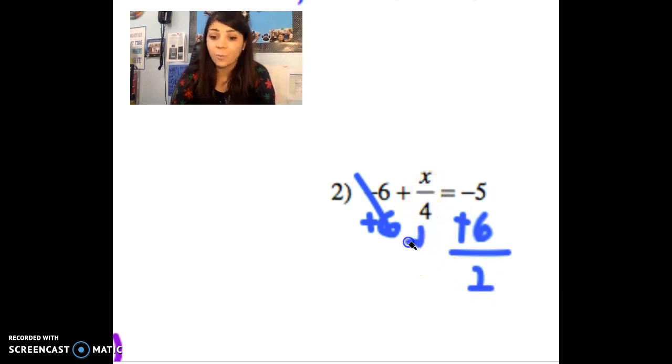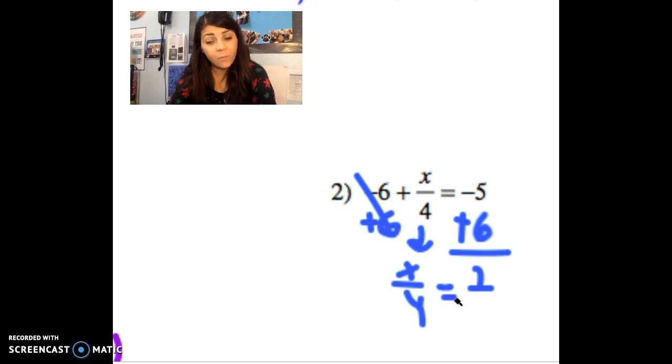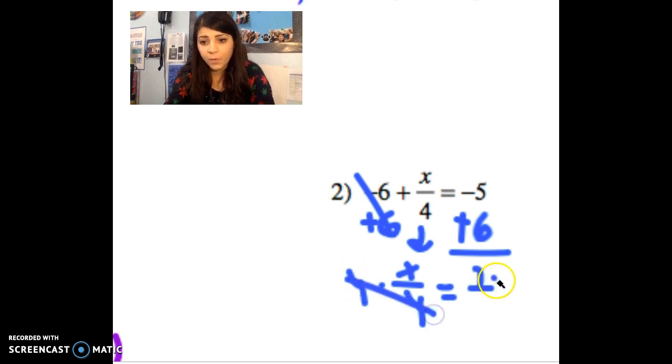And I'm going to actually just rewrite what I left over here, which is x over 4 equals 1. Okay, so now that we have it down to our one-step equation, we need to go ahead and solve by doing the inverse to both sides to get x by itself. So in order to get x by itself, we know this is being divided, so we have to multiply to both sides. And when we multiply to both sides, we have x equals 1 times 4, which is actually just x equals 4.